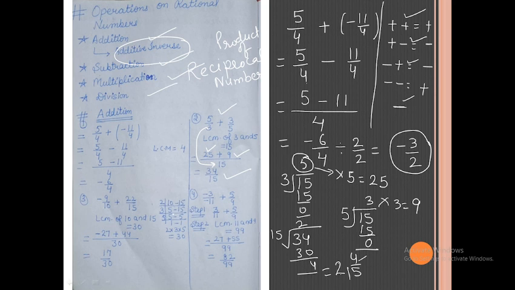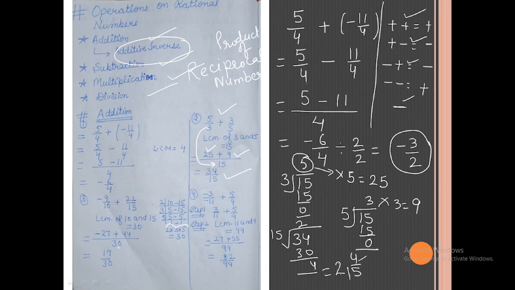10 minus 15, 2 5 is the 10, 15. 3 5 is the 15, 5 is the 5. LCM of these numbers: 2 3 is the 6, 6 5 is the 30. LCM of 10 and 15 is 30.